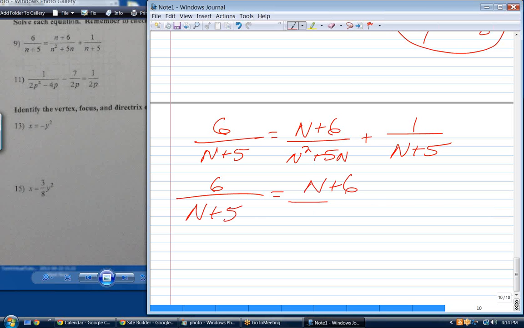Well, I can certainly factor this denominator into what? N plus 5 times n. This entity right there factors into this. Why do I factor it into that? Because I see another n plus 5 over here and an n plus 5 there. Okay. So it's going to be useful to have this factored.